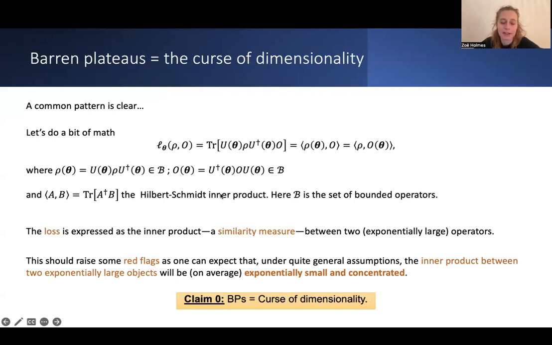So this is our claim. All of the ingredients I spelled out before as causes of the barren plateau effectively amount to a curse of dimensionality, the difficulty in trying to compare objects in an exponentially large space.